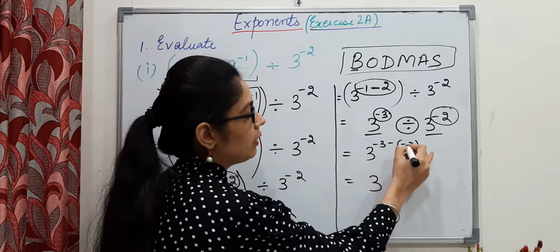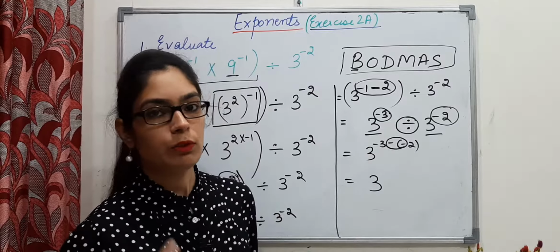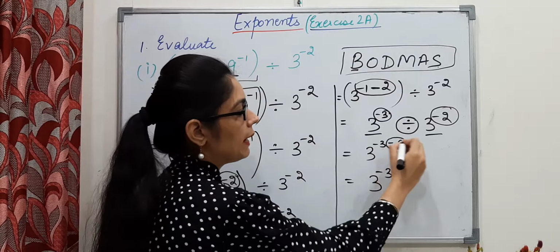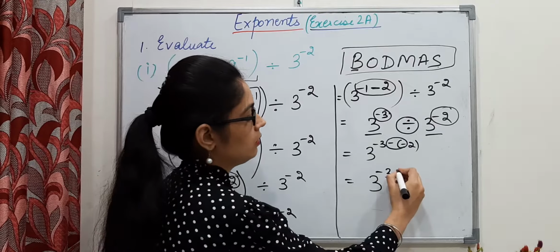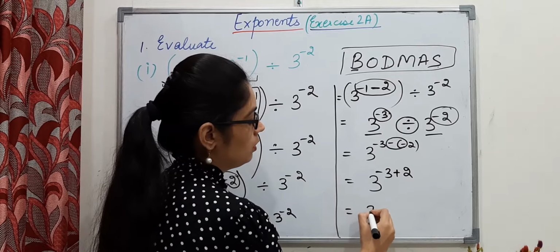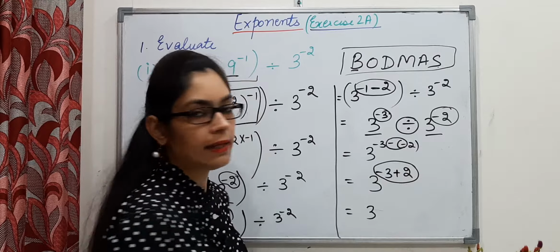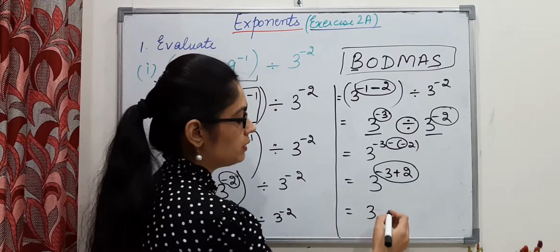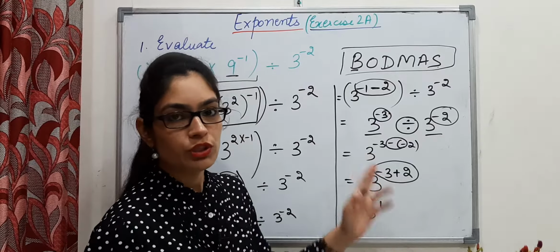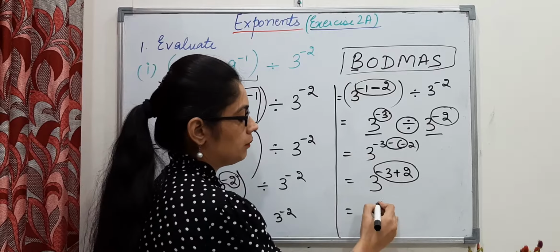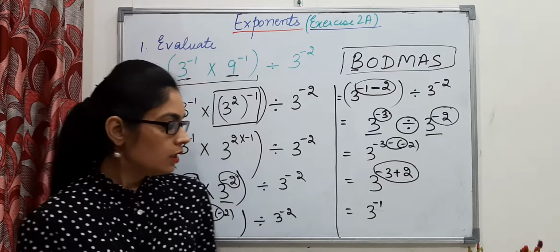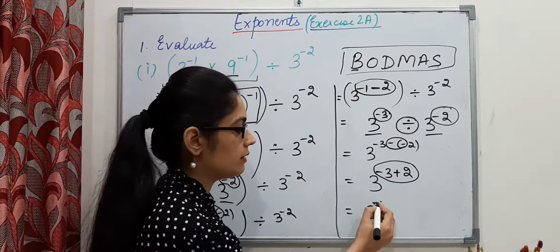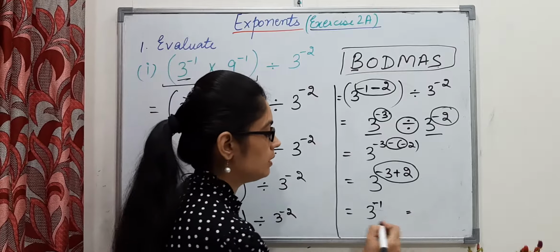Minus 3 minus minus 2, see, again two signs together. Whenever two signs are together we have to make them one sign. So minus 3 minus minus, minus minus is plus: minus 3 plus 2. This we will just add like we do addition of integers. Plus minus is minus. So 3 minus 2 is 1, with the sign of the greater number. The minus sign is with the greater number, so it will be 3 to the power minus 1. So the answer is 3 to the power minus 1, and I have already told you if you want to change this negative power into positive, you can take the reciprocal of the base.